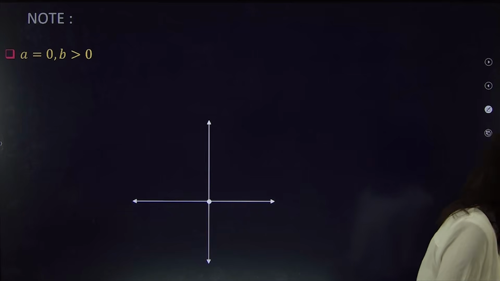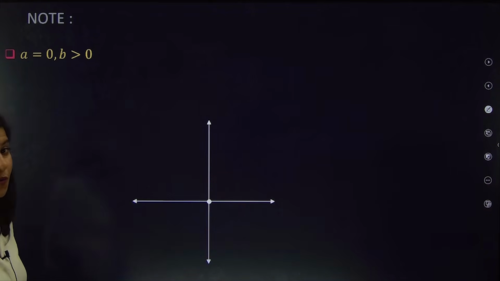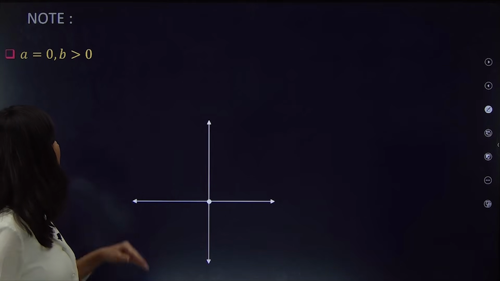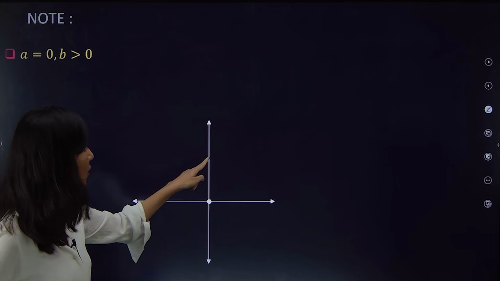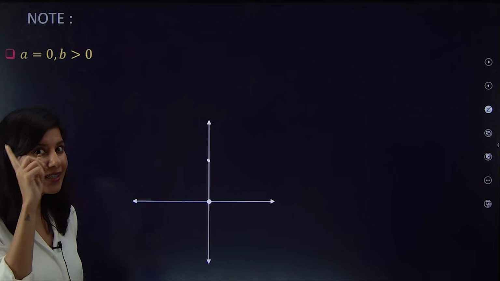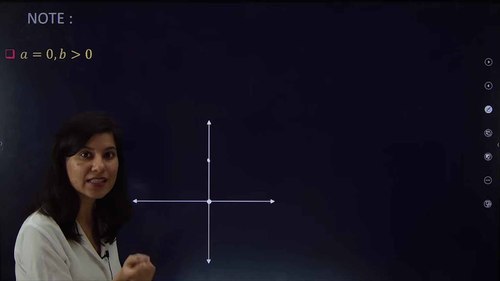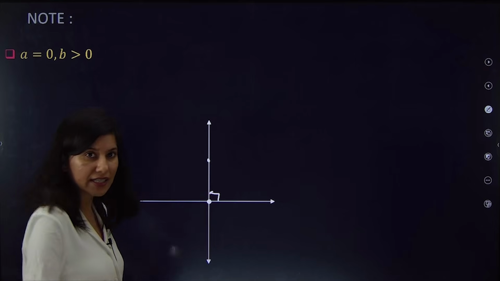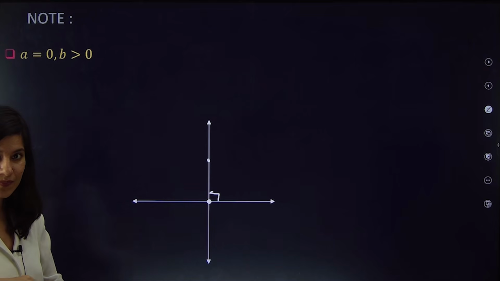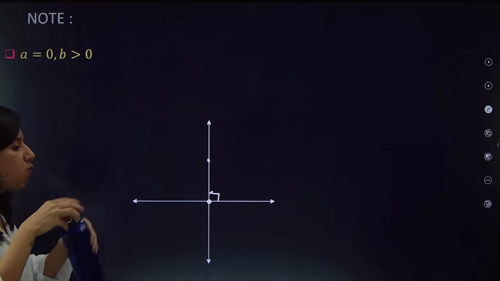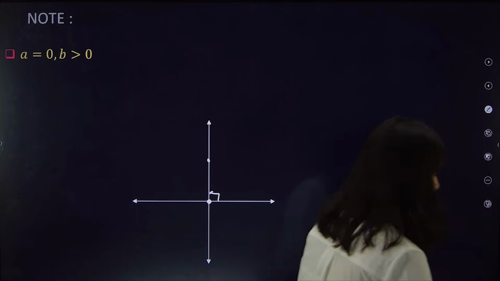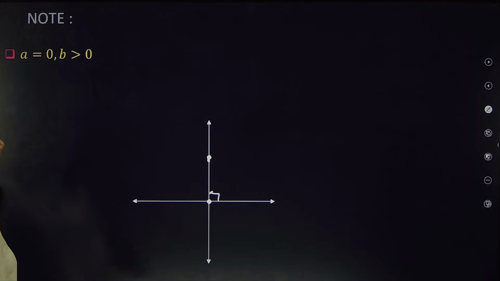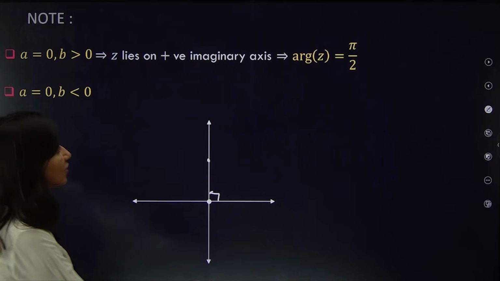Suppose you have a complex number whose real part is 0 and imaginary part is positive. That means 0 comma b is positive. It will lie here, on the imaginary axis. So what will be the argument? Think about it. The argument is always considered from the x-axis, correct? So it is going to become pi by 2, right? This is pi by 2. So in this case, the argument will be pi by 2. Z lies on the positive imaginary axis. So this is pi by 2.